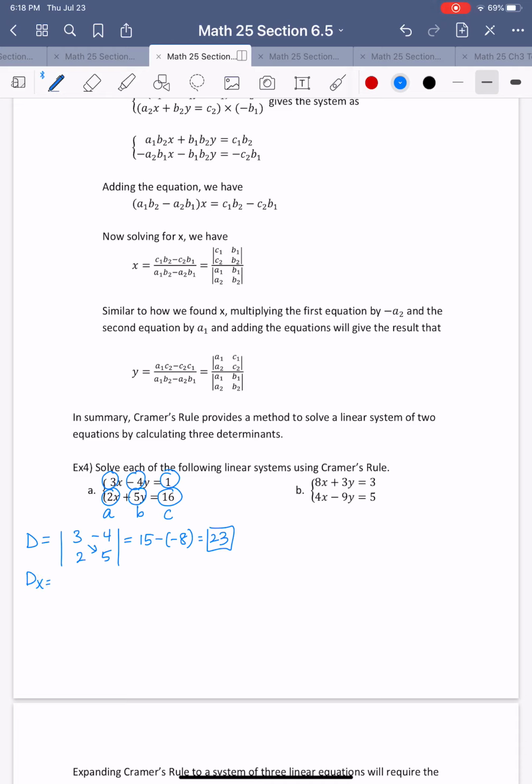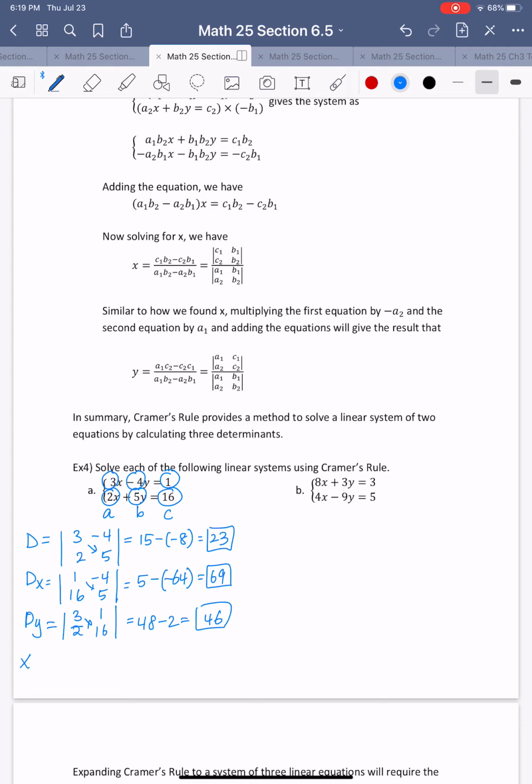And for Dx, I'm using the C, which is 1 and 16, with negative 4 and 5. So cross multiply: 5 minus 16 times negative 4, which is negative 64. So 64 plus 5 is 69. And for Dy, I'm using the 3 and 2, but I'm using the 1 and 16 in the B place. So multiply: 48 minus 2, which is 46.